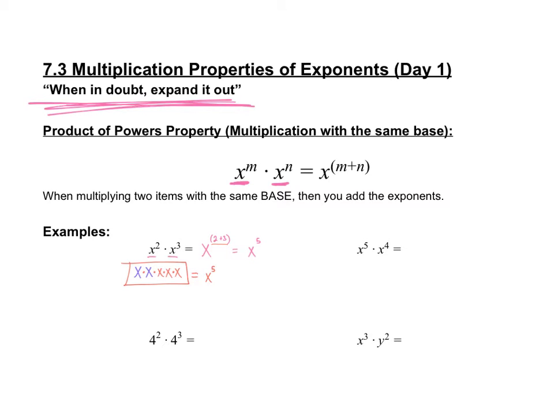So let's do another one over here. x to the fifth times x to the fourth. If I just add my exponents, 5 plus 4 is 9, so x to the ninth. If I expand it out, x to the fifth is x times x times x times x times x. x to the fourth is times x times x times x times x. Remember these are multiplying together, so everything is multiplying together. We can see visually we have 9 x's, so x to the ninth.